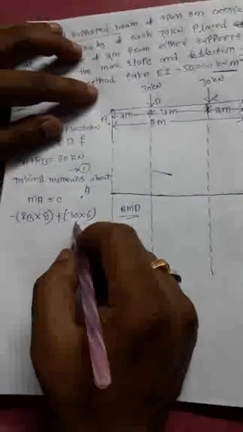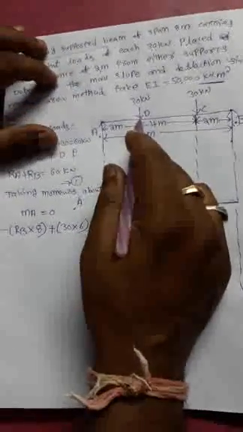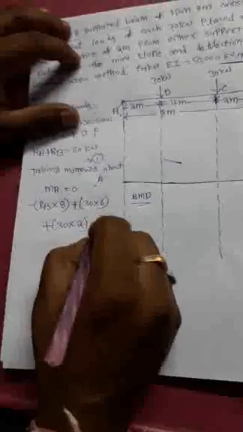Minus, so this 30 kilonewtons is in the clockwise direction, plus 30 into 6. From C to A the distance is 6, and from B to A the distance is 8. Next, D. C is completed, W into L. The point load moment formula is W into L. Here it is also a point load, downward direction, clockwise direction, plus 30 into 2 equal to 0.